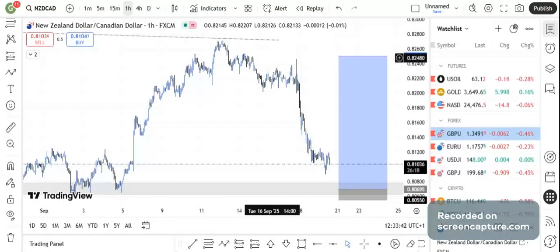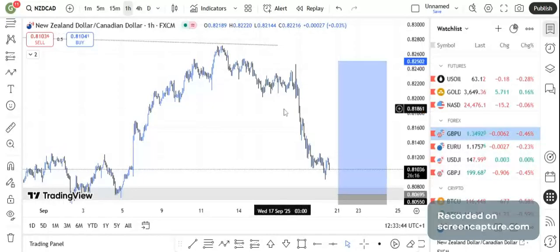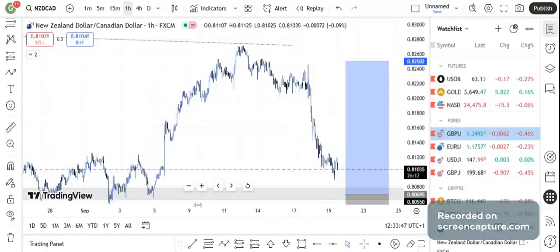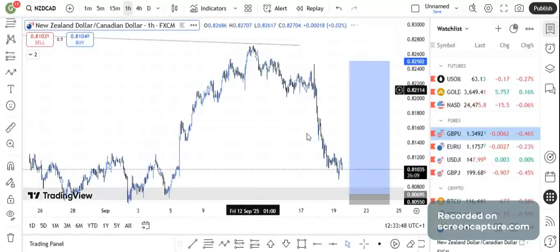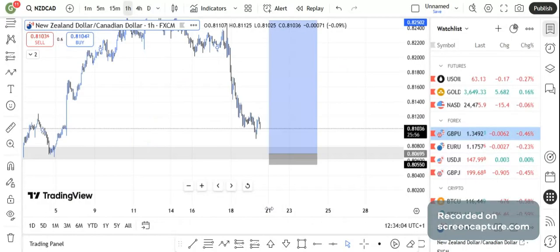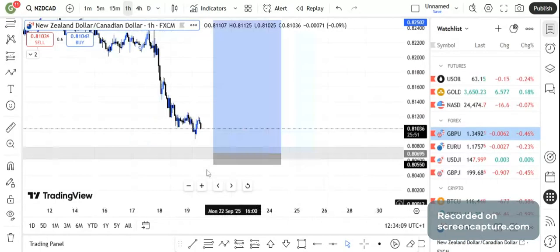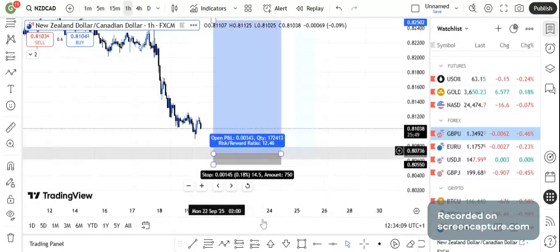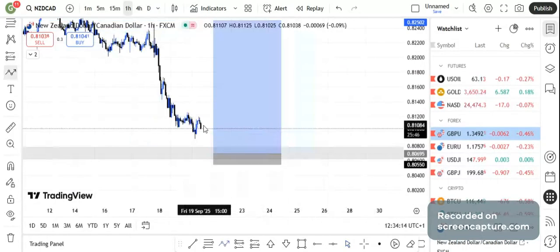Okay, so now when I talk about confluence, how to find confluence, how to find confirmation before you enter a trade. If I'm to enter a trade on this NZD CAD, what I'm going to do is wait for price to get back here. Once price gets back here, I'll wait for the candlestick.